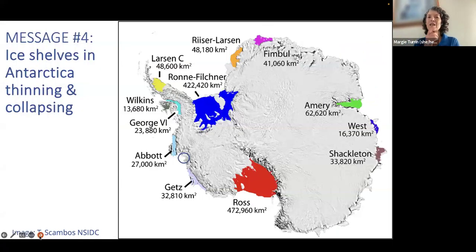Okay, our fourth message is about those ice shelves, that they are thinning and collapsing. You can see that there are ice shelves. Again, these are just some of the bigger ones.